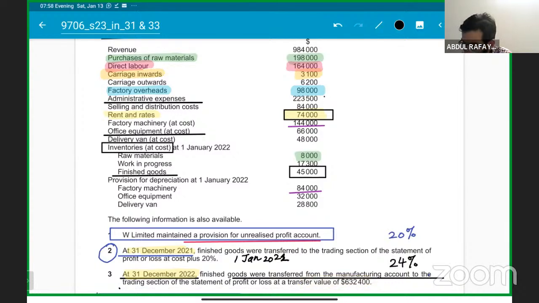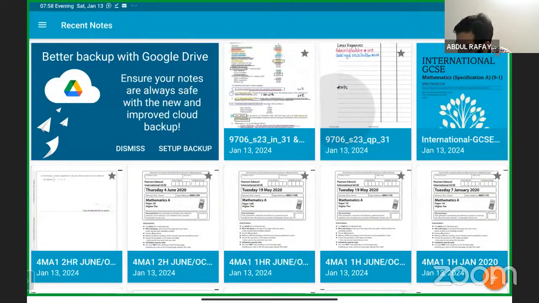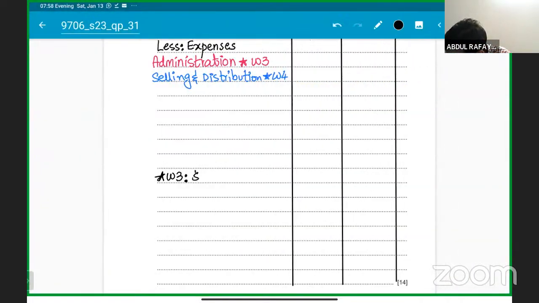This is 223,500. Anyone? So we got this 223,500 as the basic expenses. Then you will find out the depreciation of the factory equipment. Okay, getting it clear? Depreciation is there and the rent is also there, right? Remember, the rent will also be in proportion to that. So rent is very simple. 80,000 is the total amount.